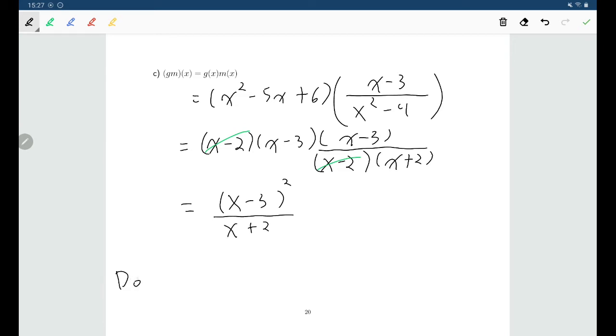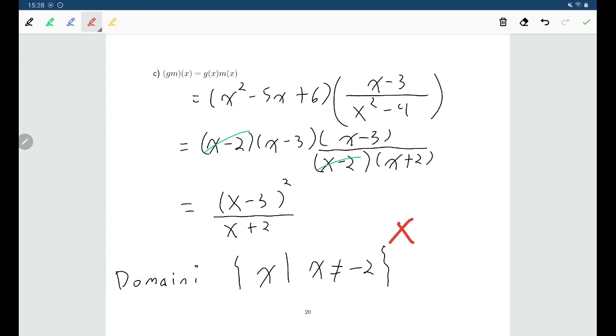So now, if we're thinking about our domain, you would say, well, for sure, it's pretty clear looking at this that x cannot be negative 2. And that's because if you had a negative 2 for x, this for sure would be 0 in the denominator and it would be undefined. And if you felt like you should stop there, you would be wrong.